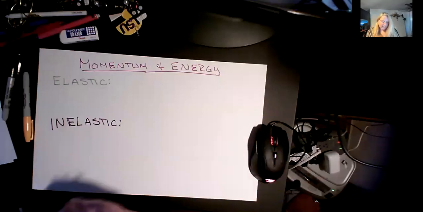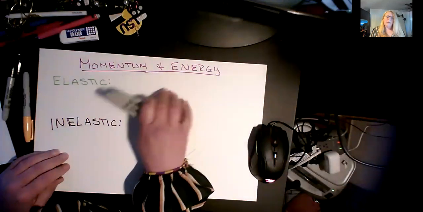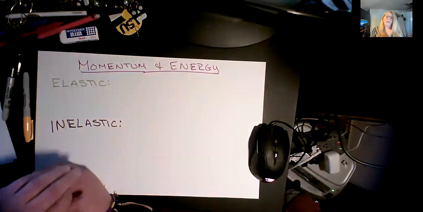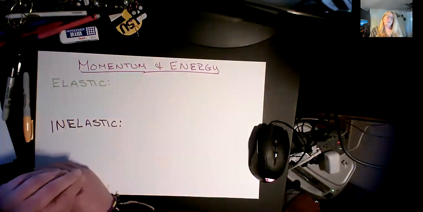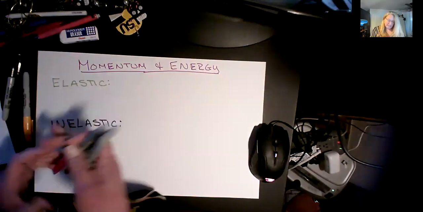Now we're going to start bringing everything all together. So we've done momentum and we've done energy, but let's talk in terms of conservation of momentum and energy and decide when those two things are conserved or when one or the other isn't. So let's think in terms of an elastic collision.